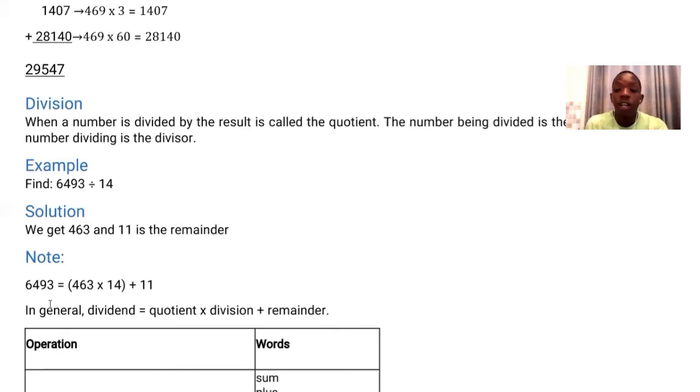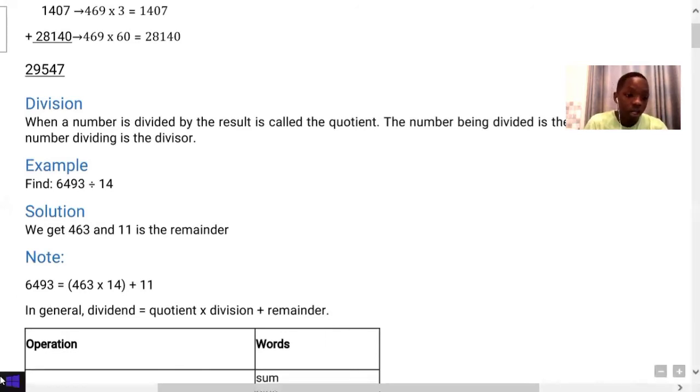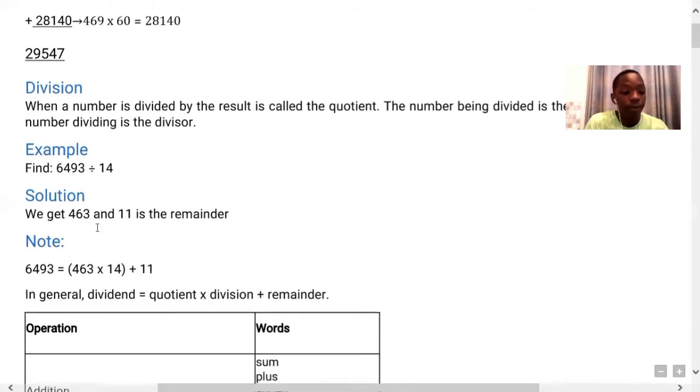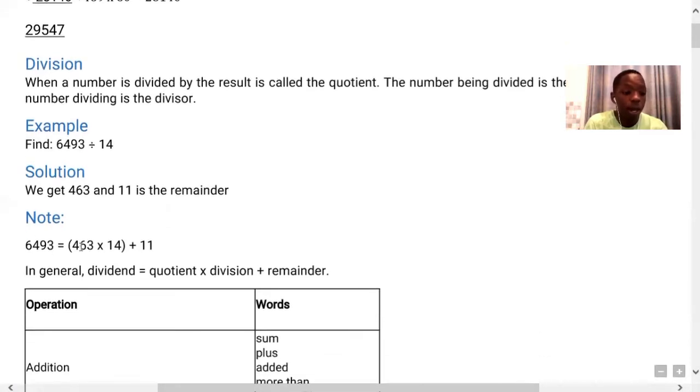And division is basically dividing a number to get a result called the quotient. So the number being divided is the dividend, and the number doing the dividing is the divisor. So you'll have 6493 divided by 14. Your solution is 463 and 11 as the remainder. You can check that by multiplying 463 times 14 and adding 11, and it will give you this number.